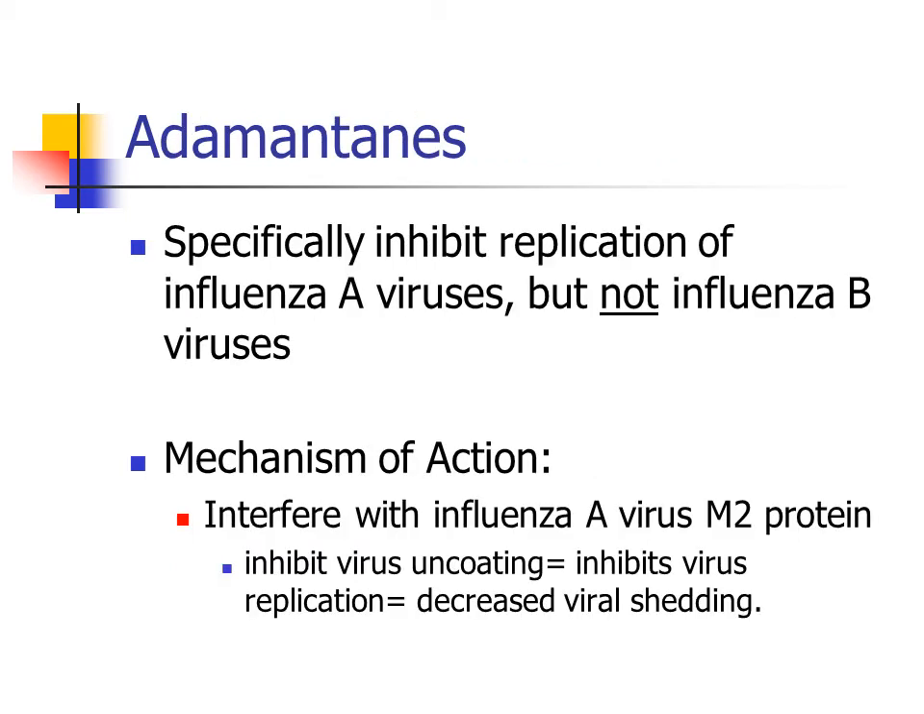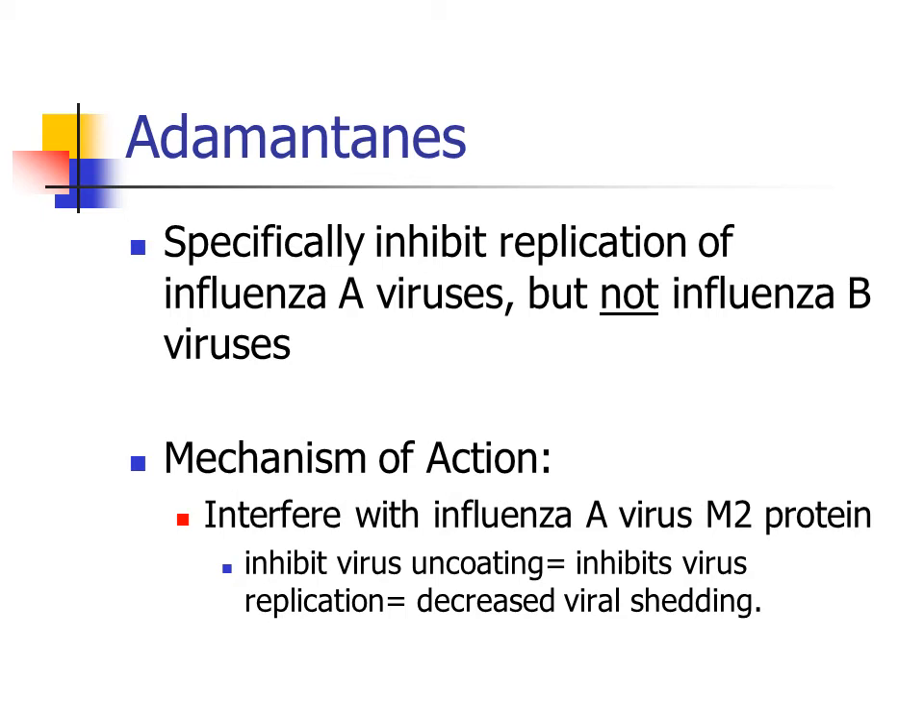The adamantanes specifically inhibit replication of influenza A viruses, but not influenza B viruses. Historically, we hadn't been as concerned with influenza B as it's a less nebulous virus. It usually doesn't knock you down and have the serious ramifications that an influenza A infection can have.